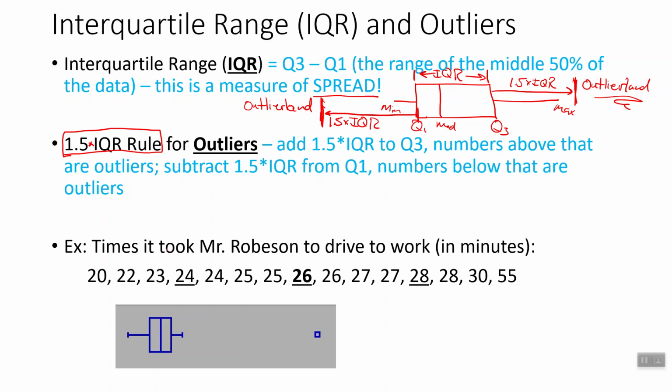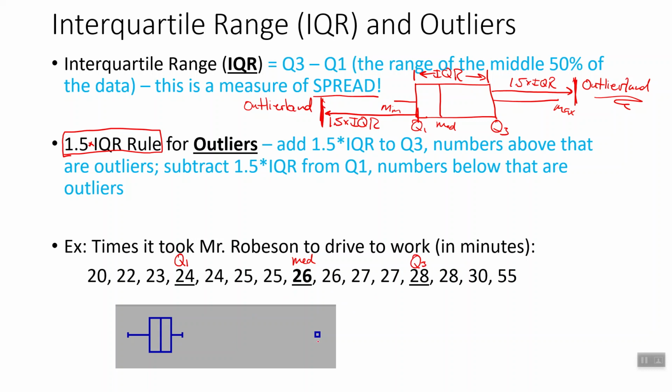So let's take a look at an example here. Mr. Robeson drove to work. It takes me a certain amount of time in minutes. Some days there's more traffic than others. Some days I leave earlier and there's less traffic. But this is what we ended up getting. My median here is 26. My Q1 is 24 minutes. Q3 is 28 minutes. Now to find the outlier, so this is a graph of it.